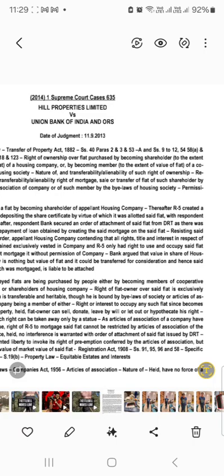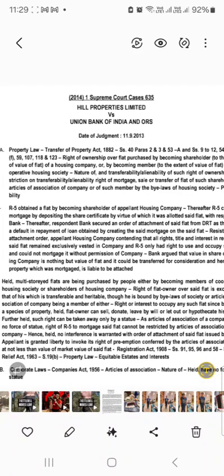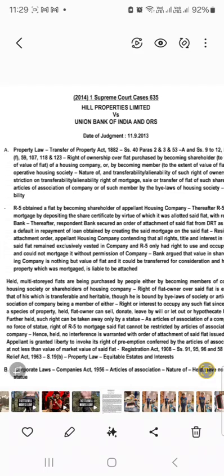Resisting the said attachment order, the appellant housing company contended that all rights, title and interest in respect of the said flat remained exclusively vested in the company and respondent number 5 only had the right to use and occupy the said flat and could not mortgage it without permission of the company. The bank argued that the value in the share of the housing company is nothing but the value of the flat and it could be transferred for consideration and hence the said property which was mortgaged was liable to be attached.